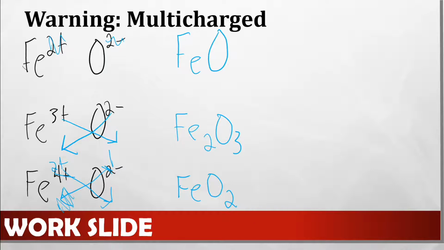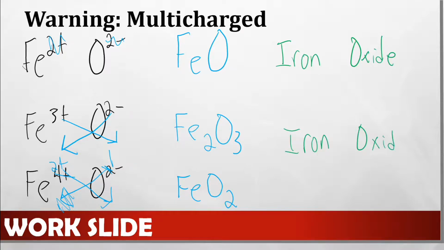So all three of these are compounds of iron and oxygen. Now, when I go to name them, you will notice that there's a bit of a trick, a bit of a problem, because this is iron oxide. This is iron oxide. And this is iron oxide. Well, fudge. That can't be right.